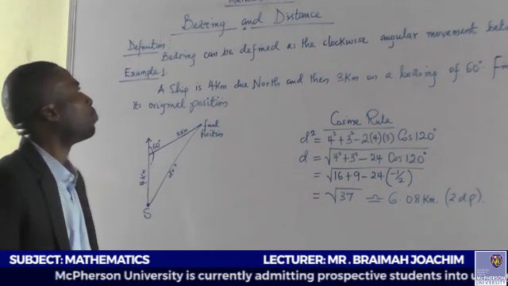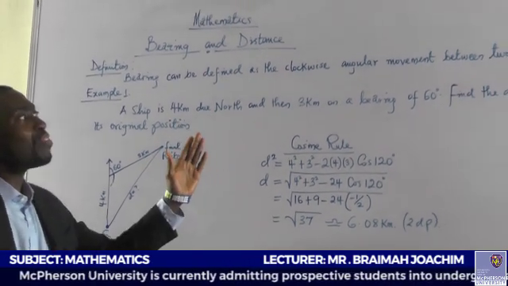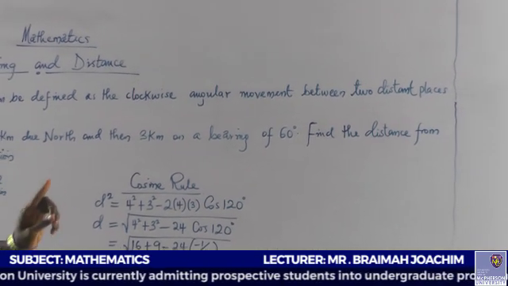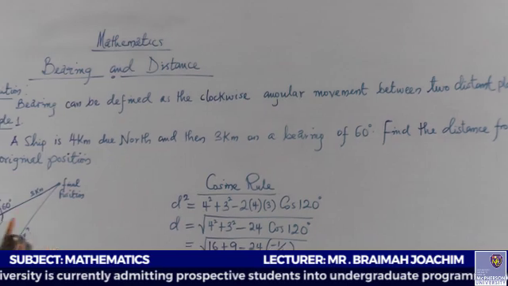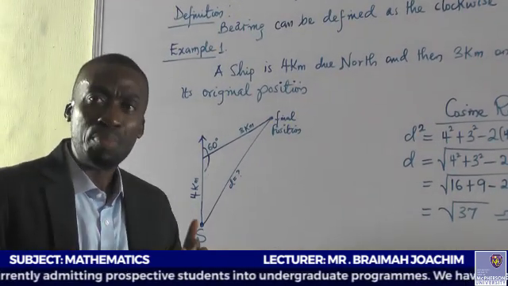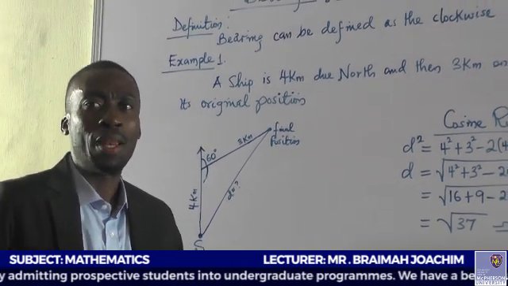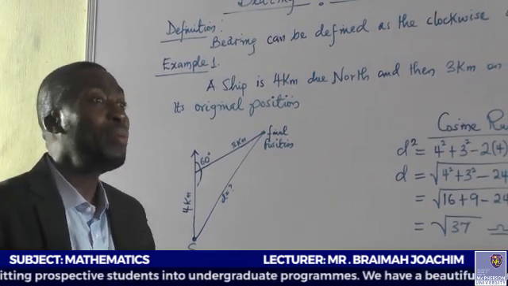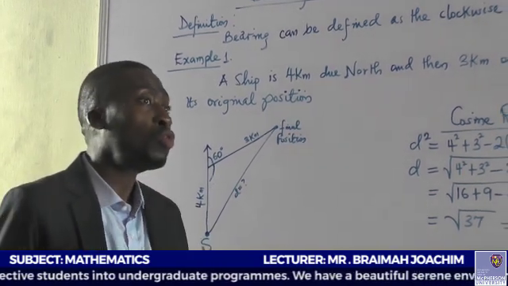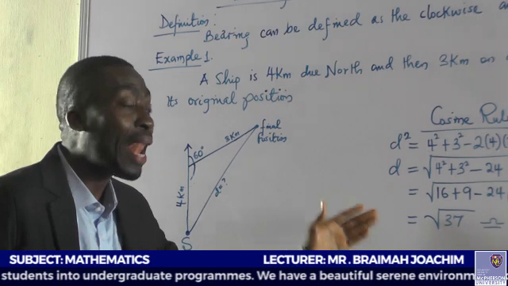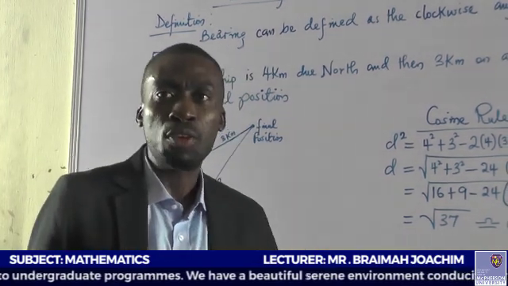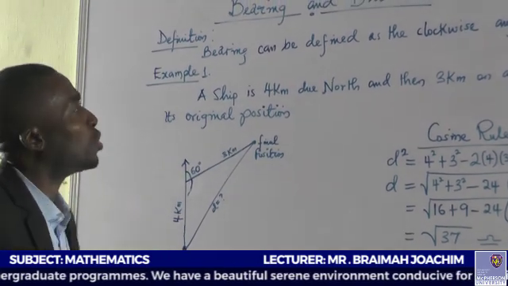Now, what is bearing? Bearing can be defined as a clockwise angular movement between two distant places. It is also important for us to note that when you are taking a reading in bearing, you start from the North Pole. That is very important. And bearing is an application of your trig functions. The trig rules that we apply when we are talking about bearing are the sine rule and the cosine rule.